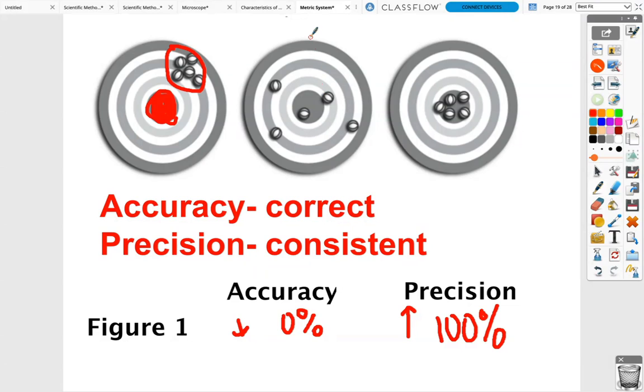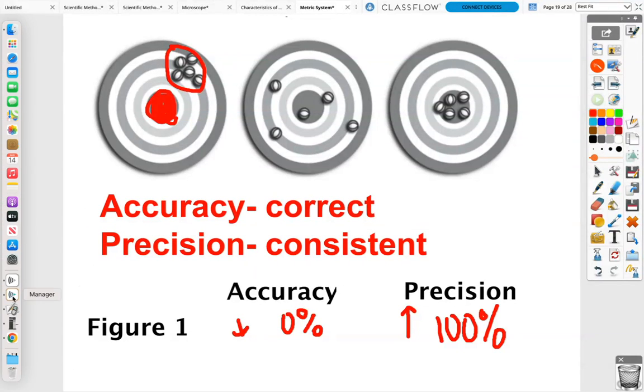If you look at figure 2 right here, again, the goal is to hit the bullseye. If you think about accuracy, they were only correct 1 out of 5, 1/5 of the time. Precision, they are all over the place. So they were not consistent at all. Figure 3, they must have played this game before. These guys are accurate, and you'll need to explain why they're accurate, and they're precise, and you'll need to explain why they're precise. So make sure you refer to these definitions, and those definitions are also on your paper.